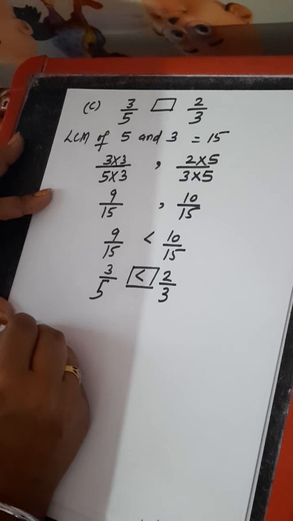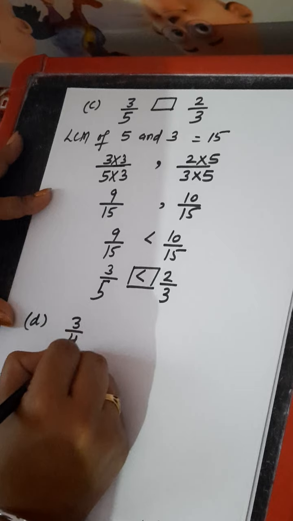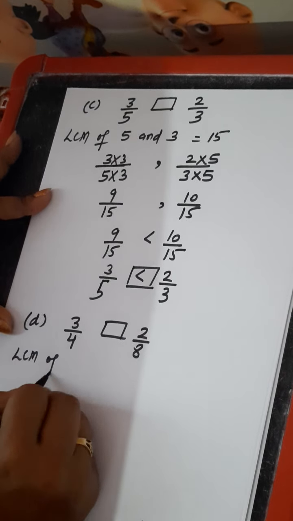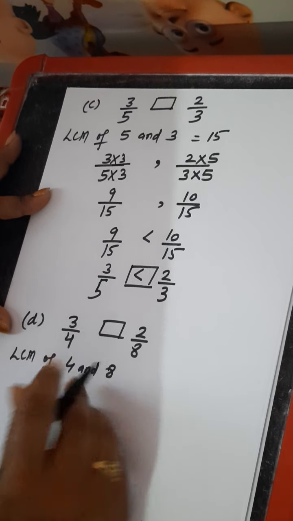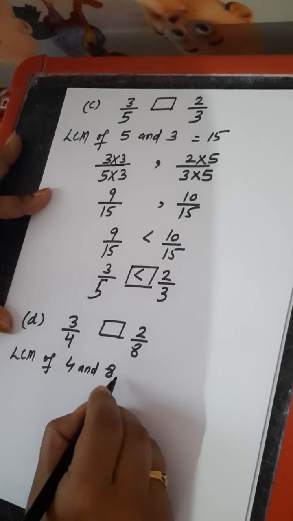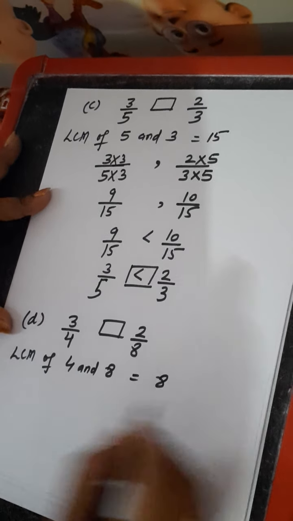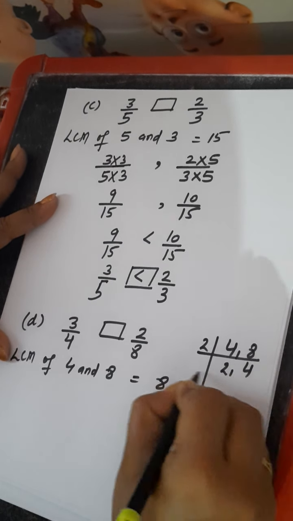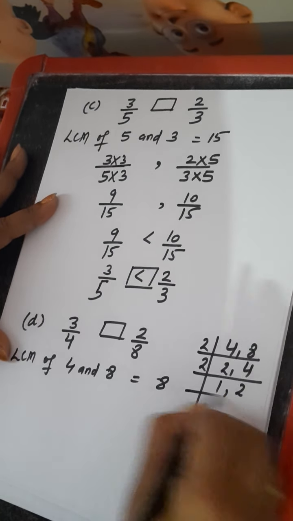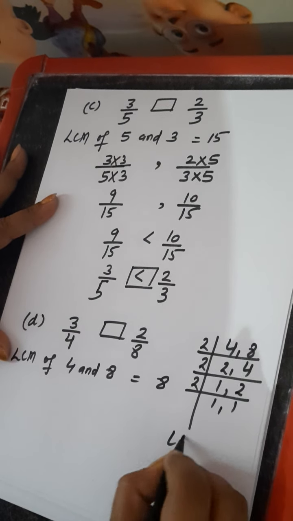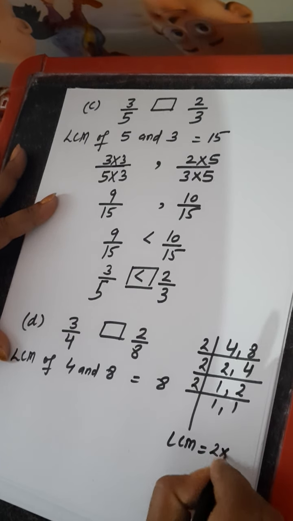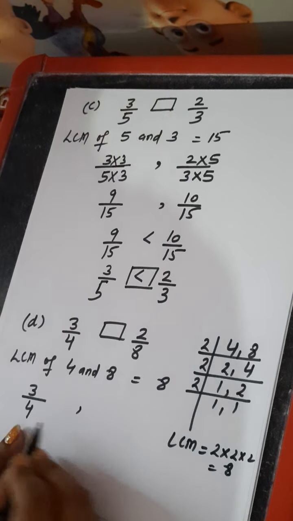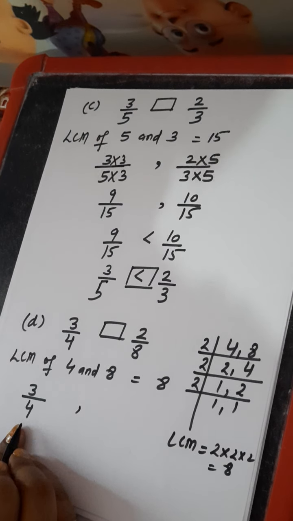Now next we have this D part, 3 upon 4 and 2 upon 8. Now take LCM of 4 and 8, and the LCM of 4 and 8 is 8. You can also check like this. 2 2s are 4, 2 4s are 8, 2 1s are 2. We have done so many questions of LCM in the previous topics. So here LCM is 8. Here 3 upon 4. Now by which number do I multiply 4 so that I will get 8 in the denominator?